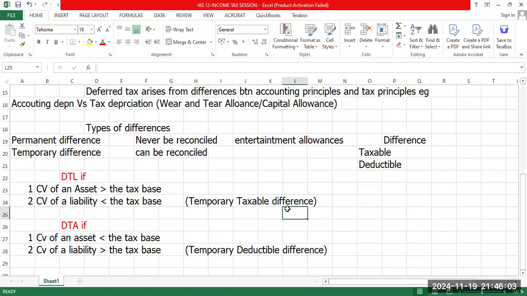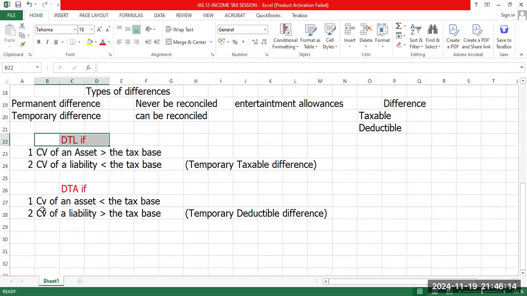Okay? And because the difference is taxable, it will create the deferred tax liability. Then if you are looking at an asset and its carrying value is less than the tax base, the difference will be a deductible difference. And because that difference is deductible, it will create a deferred tax asset. So when you're talking about taxable, it will result in a liability. If you're talking about deductible, it will result in an asset. Colleagues, are we together? We go to calculations. Oh, there is a question here. Because this is the only summary we need.